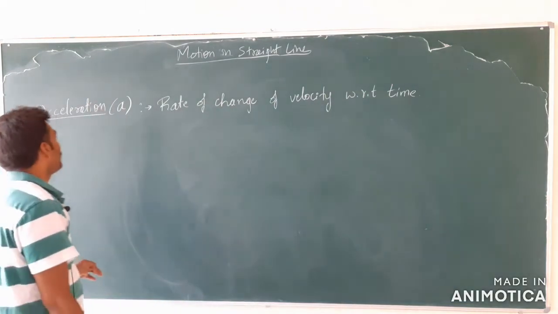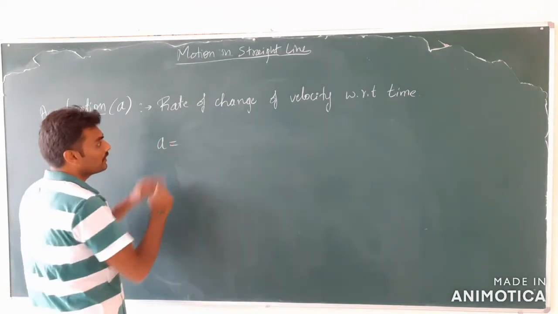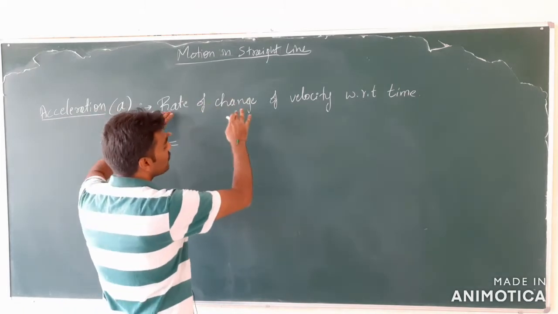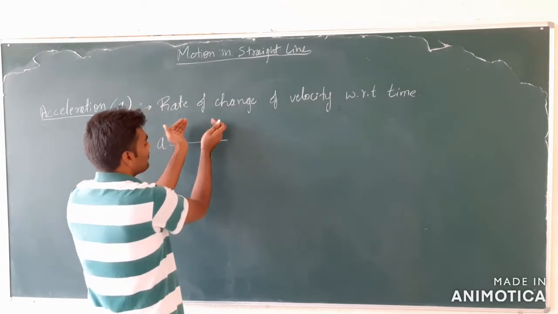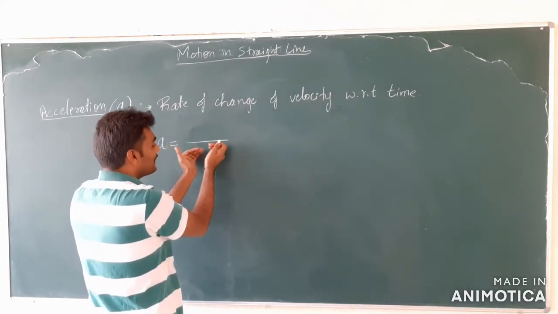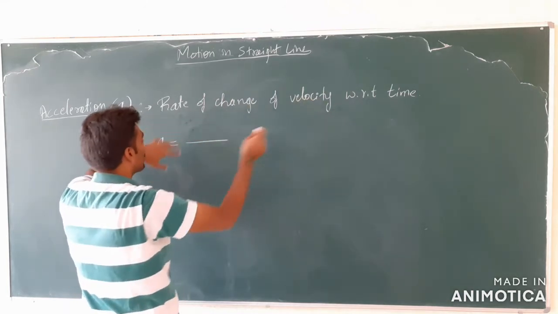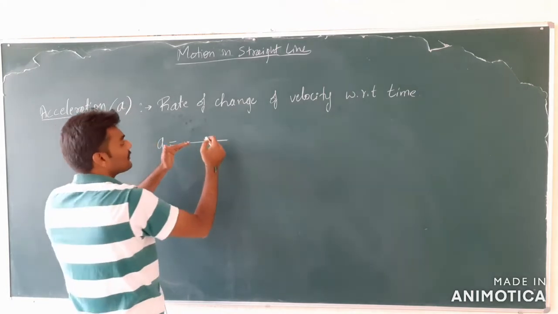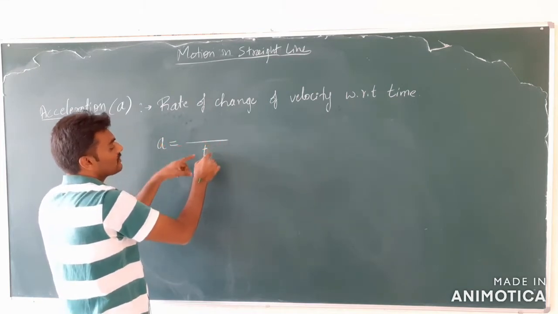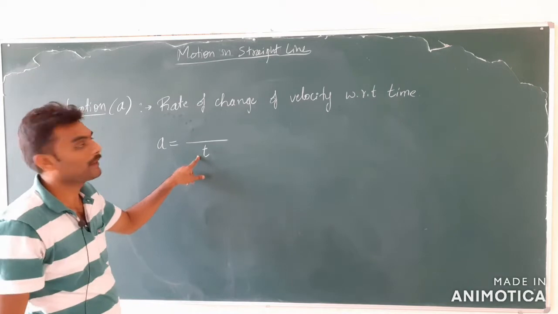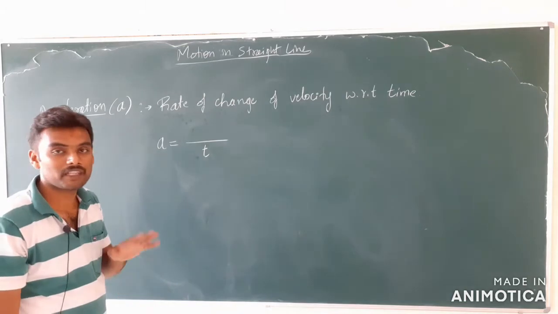Now, what is the formula for acceleration? Acceleration a is equal to, see, whenever I say rate of change of velocity, rate of means there is some factor in the numerator and in the denominator we have change with respect to time. When I say rate of, the factor time is always present in the denominator of the formula. Keep that in mind.